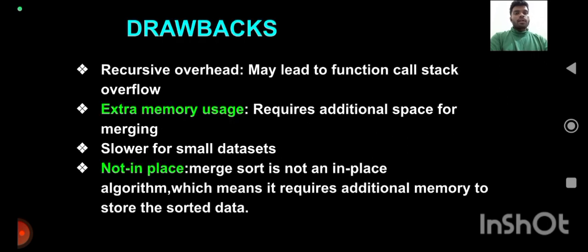And the drawbacks are that it uses extra memory. As we see, to get the merged array, it has used extra memory. And it's slower for smaller data sets. And it is not an in-place algorithm, which means merge sort requires extra memory to sort the elements. These are some of the drawbacks.